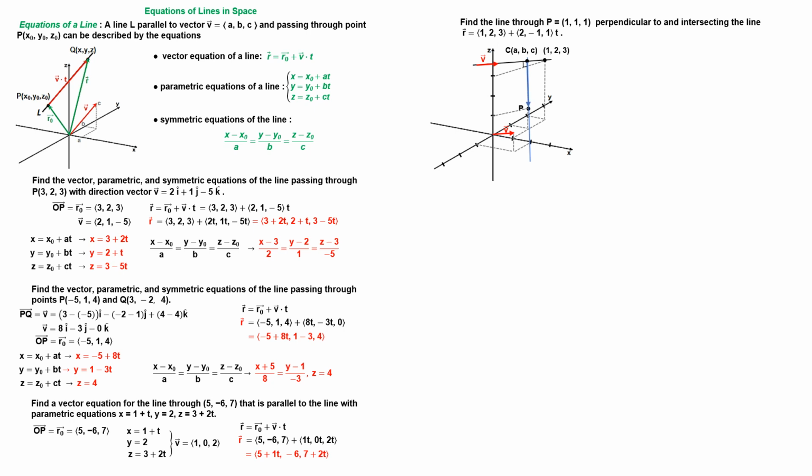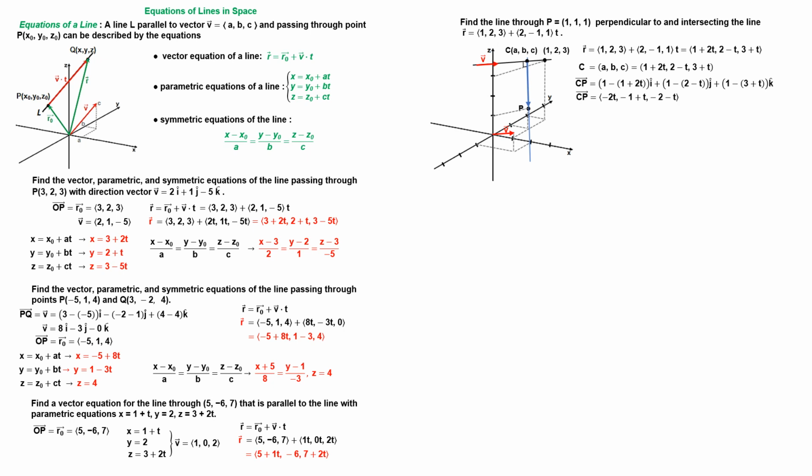To determine the coordinates of any point on the given line, we can use vector r, which represents the coordinates of any point on the line, such as point C with coordinates a, b, and c. Therefore, the coordinates of point C must be provided by the equation of the line. We subtract the coordinates to obtain the vector CP perpendicular to the vector v.